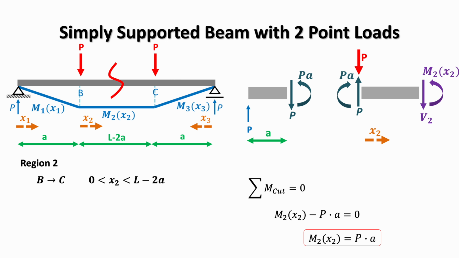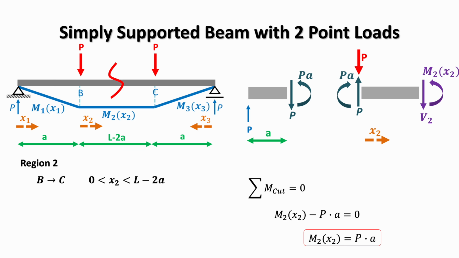In this slide, we identify Region 2, which runs from point B to point C. The local coordinate x2 is measured from B towards C. To find the bending moment expression, we take a cut at an arbitrary distance x2 from point B and isolate the portion of the beam to the left of the cut.